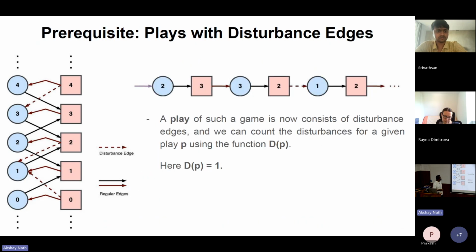But before that, now you'll see that a play in this game is a combination of dashed edges for the environment and solid edges, as compared to the play in the earlier setting. So you have disturbance edges, and let's assume there's a function d of p that counts the number of disturbance edges in this play. So in this case, d of p is 1.